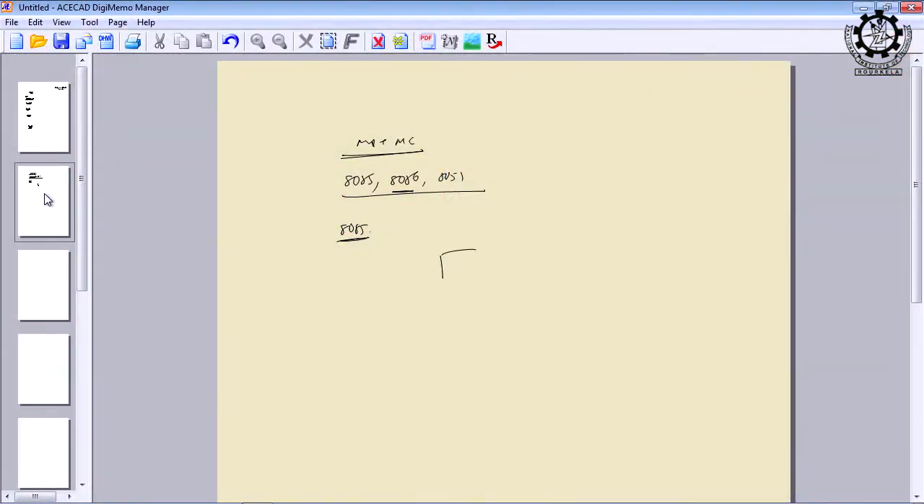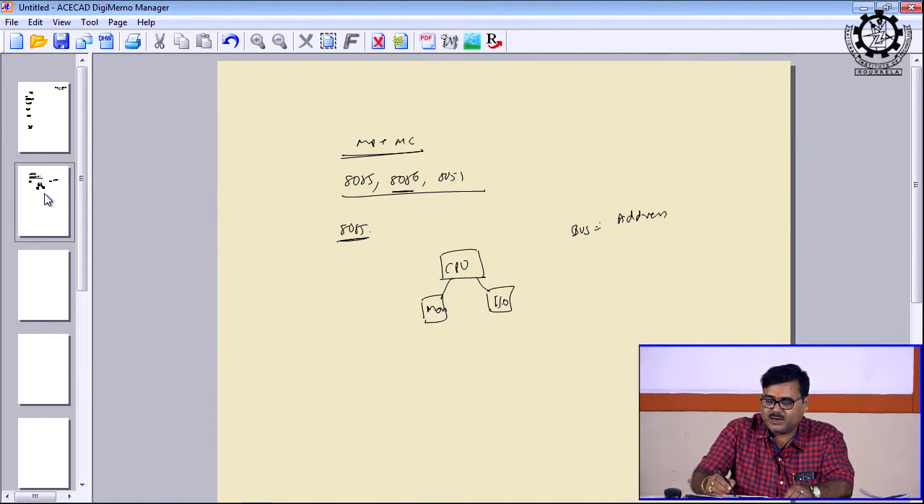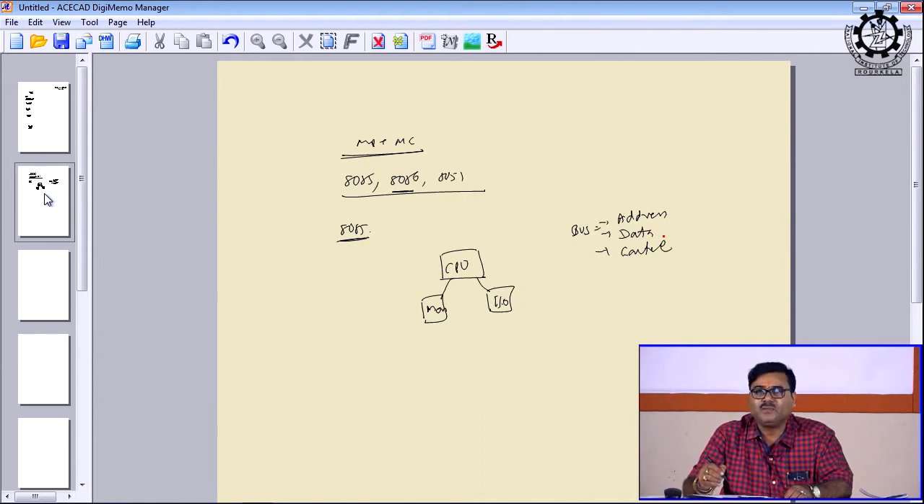And as I told you in the last class, let us start from the same three components: the CPU, memory, and IO devices, and the required buses. Bus means a set of wires, sometimes we call it the system bus, and it carries three types of signals: address, data, and control, right.